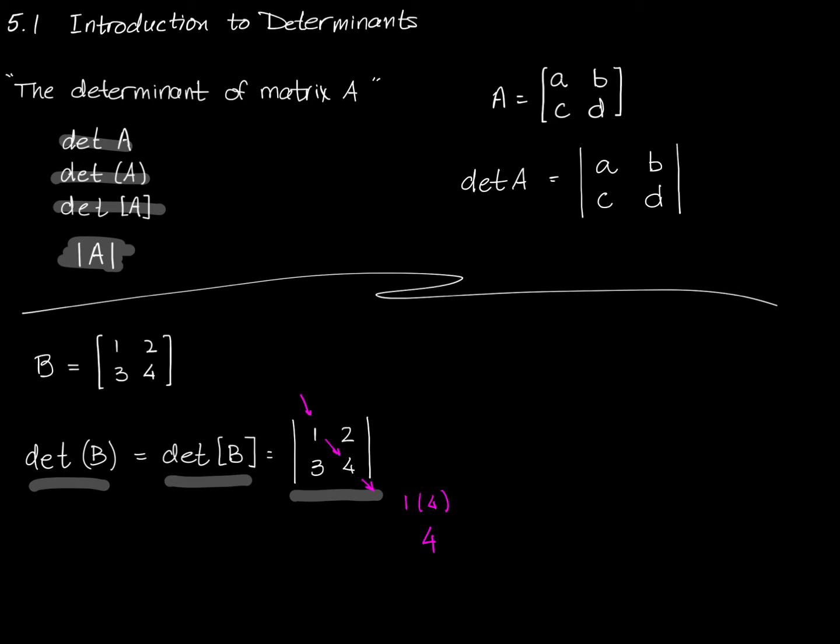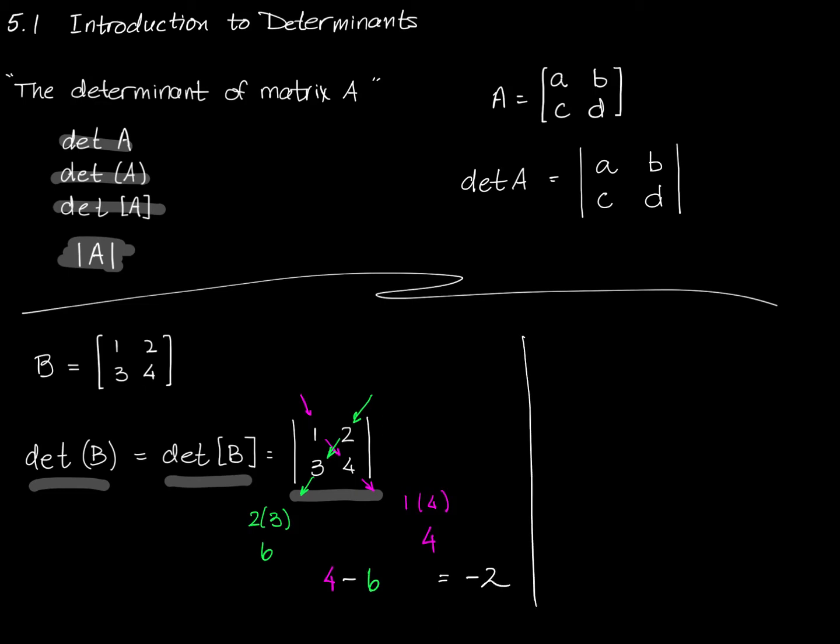And then to use the other values, I'm going to go cross through the matrix in the other direction. So I'm going to start in the top right-hand corner, and I'm going to work my way through the matrix, multiplying as I go. So here I'm going to get 2 times 3, which is 6. And the determinant then is this 4 minus that 6. So here my determinant is -2.